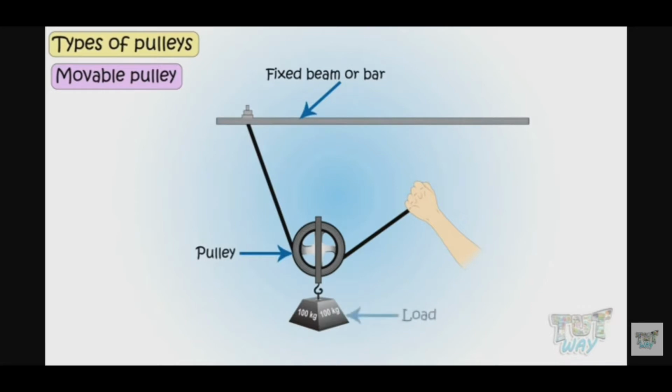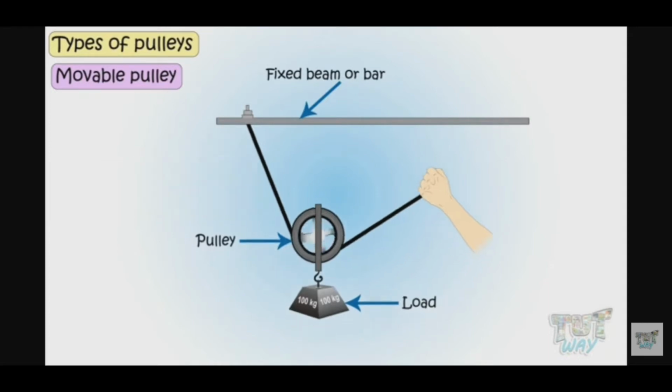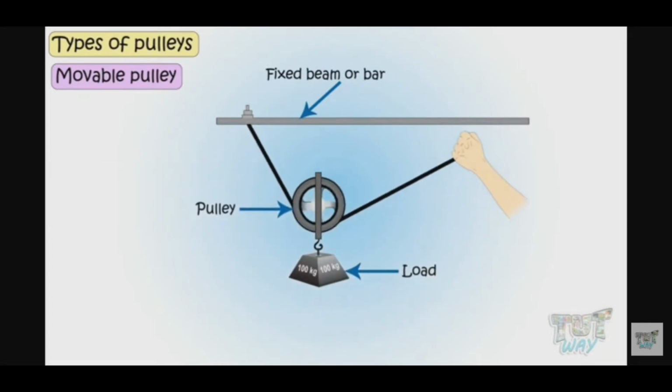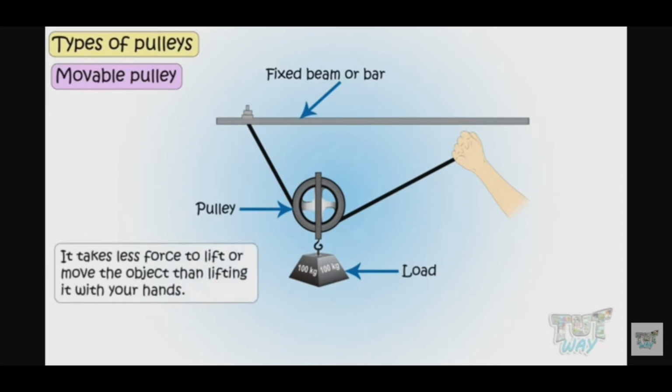This is the pulley and the axis of the pulley, and the load is connected directly to the pulley. This way the weight of the object is shared between the fixed bar and the person pulling it. Now we can apply the effort and overcome the load which is tied on the pulley. So the load moves in the direction of force applied. So that's how the movable pulley works.